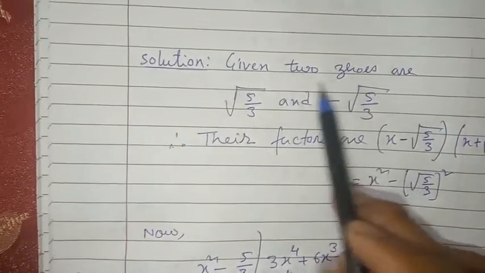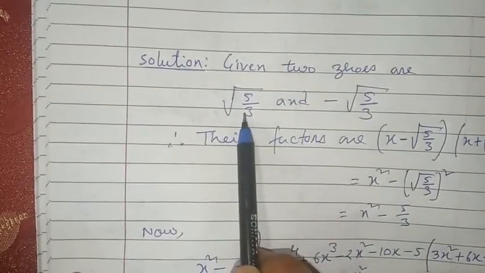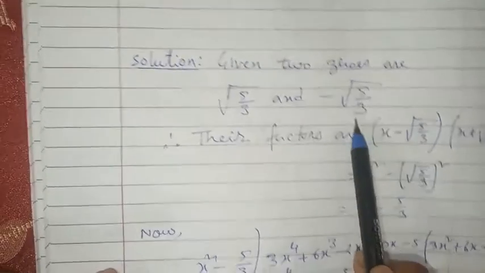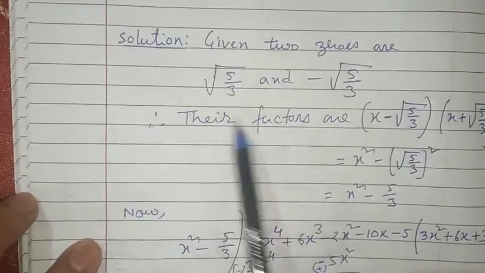You have to find the other two zeros. So let's see here. What were the two zeros that were given? Under root 5 by 3 and minus under root 5 by 3. As I have told you, if you have the zero, you can find its factor.